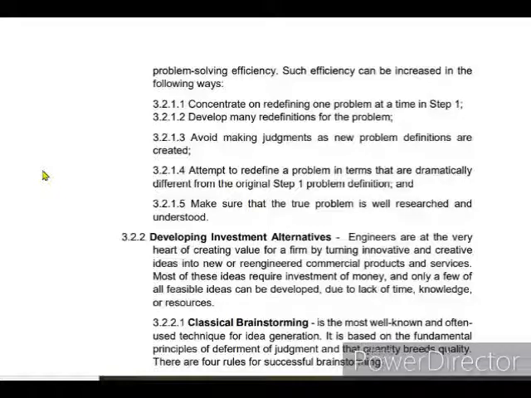So next, attempt to redefine a problem in terms that are dramatically different from the original step 1 problem definition. Okay, so it includes creativity again, and thinking outside the box. Okay, so next, make sure that the true problem is well researched and understood. So we should not deviate from the main problem, okay? Although we are encouraged to be creative, okay? So it should be aligned with the main problem.